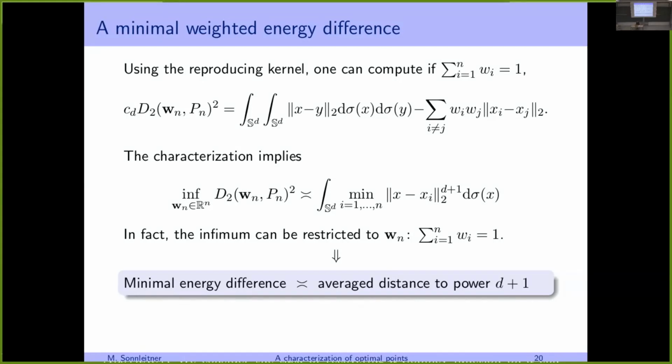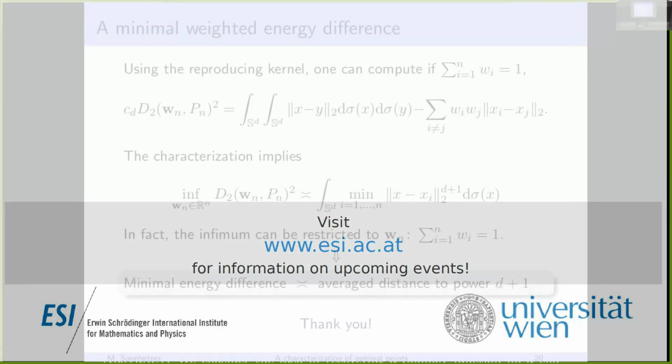And then one can insert this energy difference here, and one sees that the minimal energy difference, if one minimizes over all weights summing to 1, is in fact asymptotically equivalent to this average distance to the power d plus 1. And with this result, I want to end my talk.